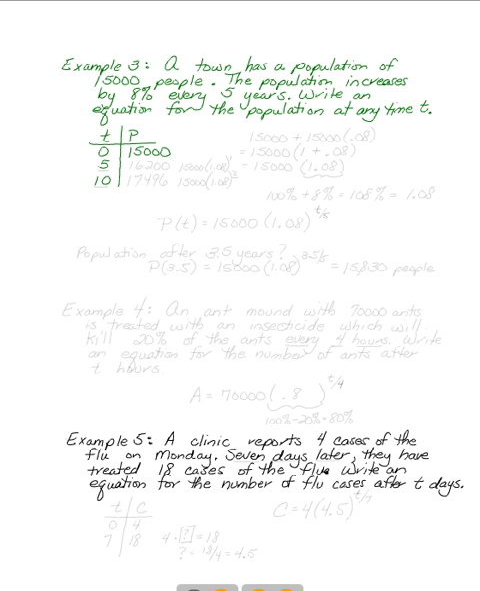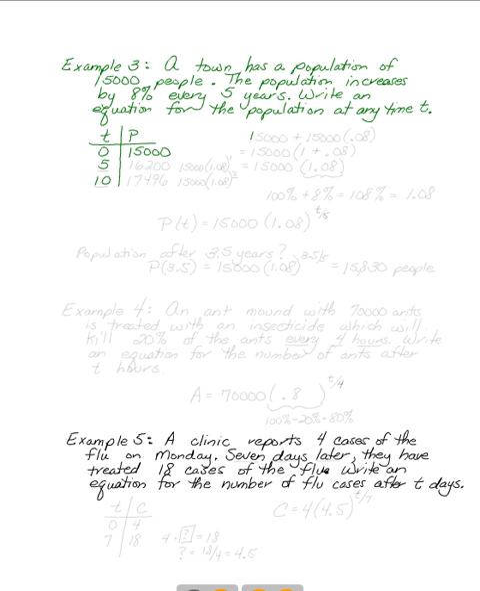Now this problem is phrased differently than the previous example. It's not tripling, or we don't have a particular amount. What we do know is that the population is increasing by 8%. Now that does not mean we're going to take 15,000 and multiply by 8%, because all that will do is give us what the increase is. We need to keep our original people. So we need to keep our original 15,000 people.